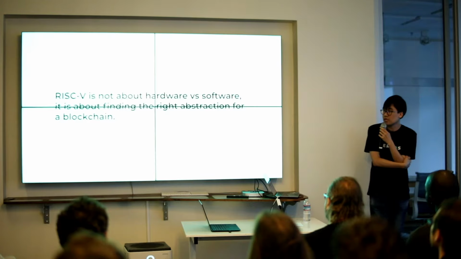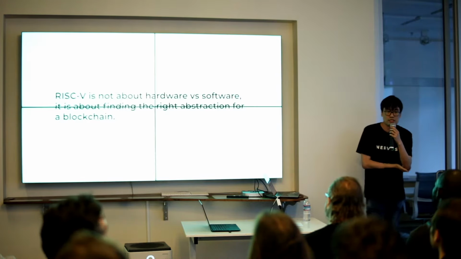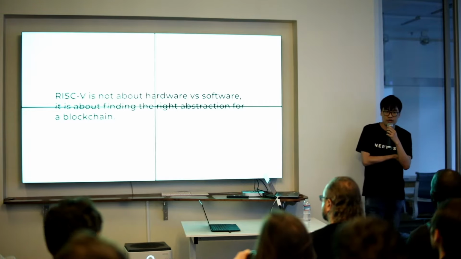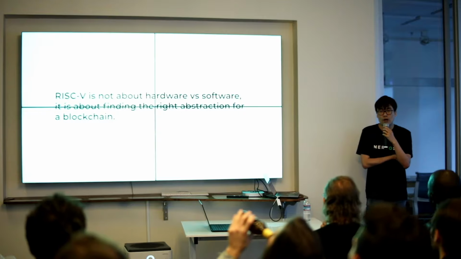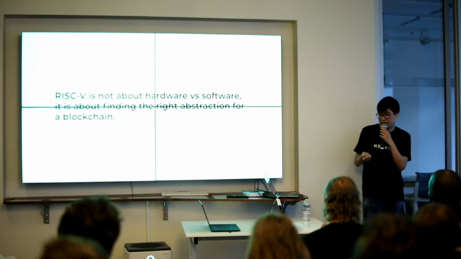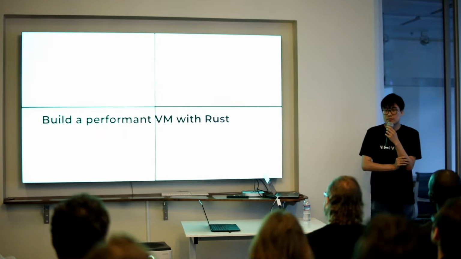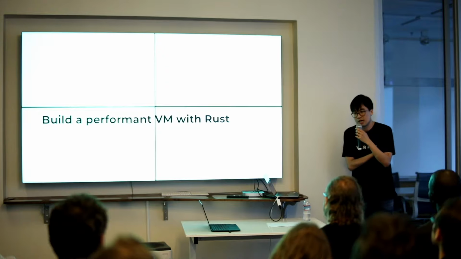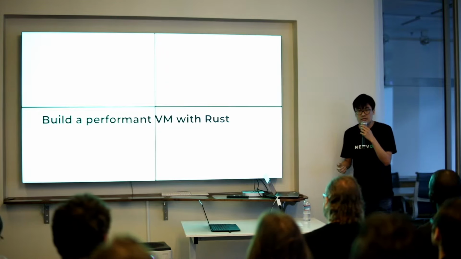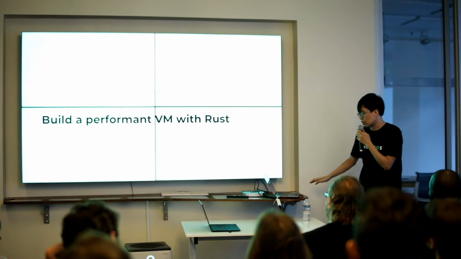So we believe that using RISC-V as a blockchain virtual machine is not about finding a hardware instruction set or finding a software instruction set. It's only about finding the right abstraction level we need for a blockchain VM. So that concludes my first part about how we design a blockchain VM that suits the needs for the future. The second part is about how we actually build this VM in real using Rust.